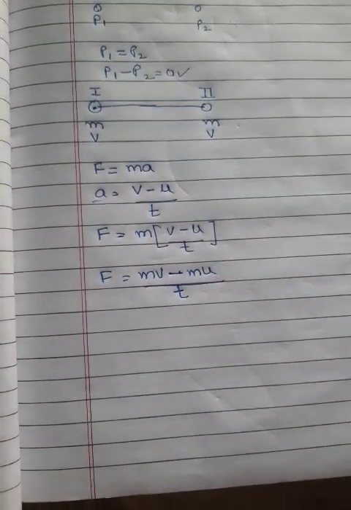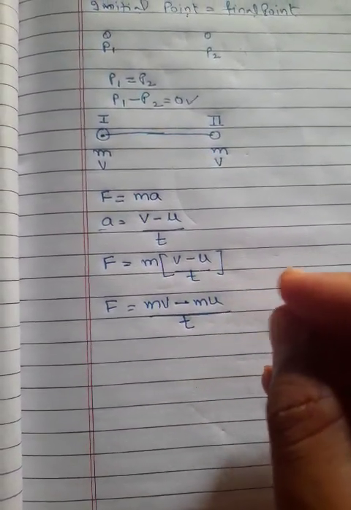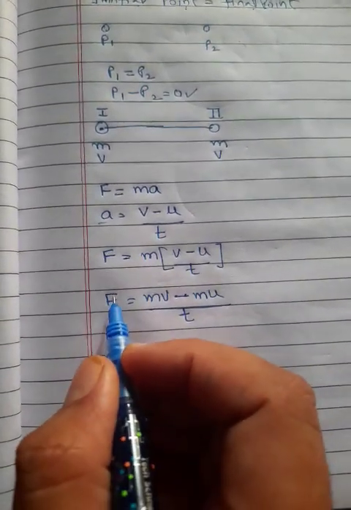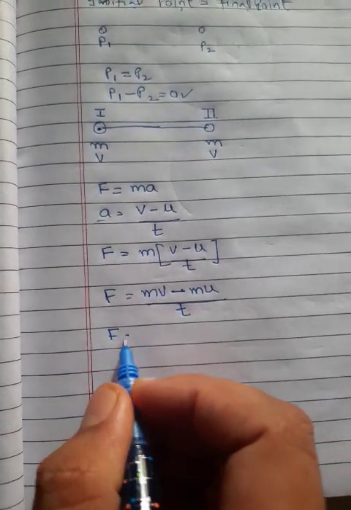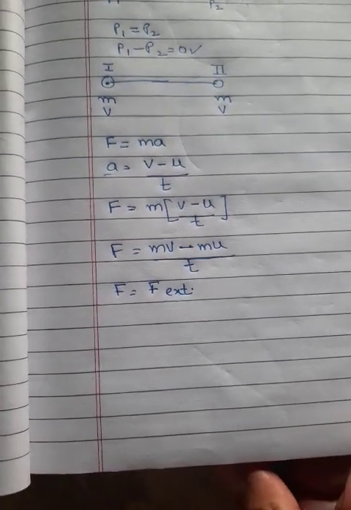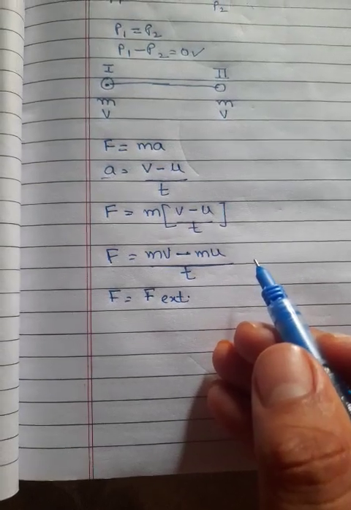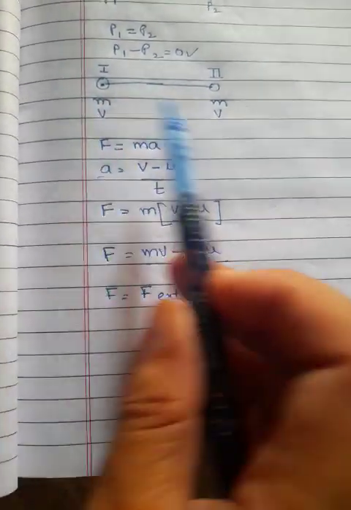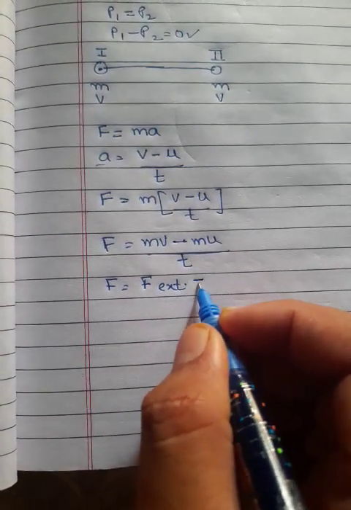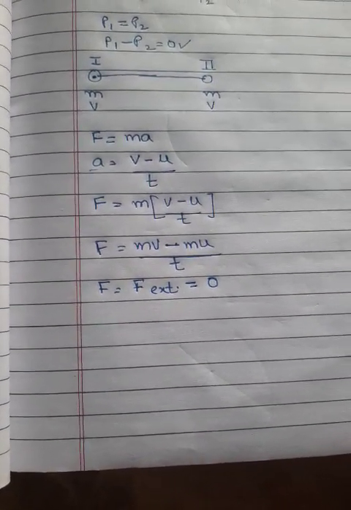Okay? One point you have to keep in your mind: we will not include external force here. So we can say this F is equal to F external force. Later I will tell you the meaning of external force. That force which you apply externally is the external force. But in this case we will not include it. We will put F external force equal to 0.